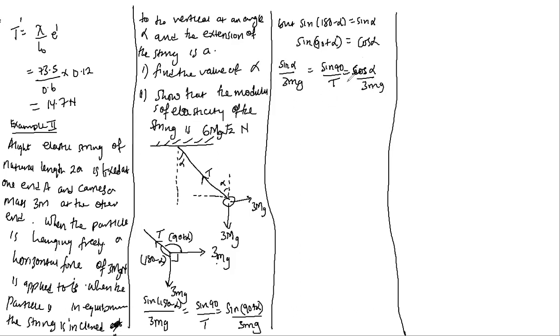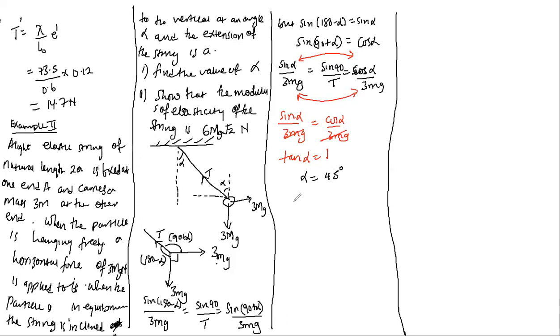To start with, I can deal with these two. You see these two here? Because we don't have anything which has the entire solution, I can deal with these two and have sine alpha over 3 mg is equal to cos alpha over 3 mg. These two can divide off, and we shall have tan alpha is equal to 1. So when you confirm that tan of alpha is 1, then alpha is 45 degrees. So having confirmed that alpha is 45 degrees, I can substitute back here.